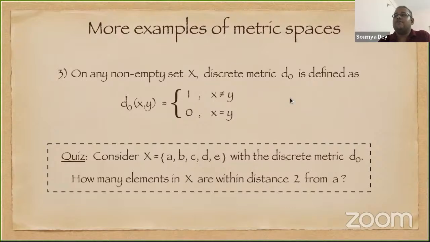Okay. So I have put a question for you. Suppose you consider this set. So you have A, B, C, D, E. There are 5 elements in this set, and you put this discrete metric. Now the question is, how many elements in X are within distance 2 from A? Can you write in chat? Yes. How many elements are there within distance 2 from A?